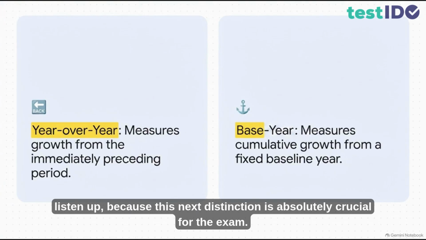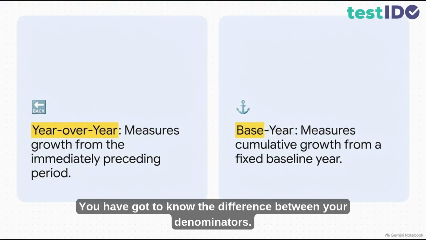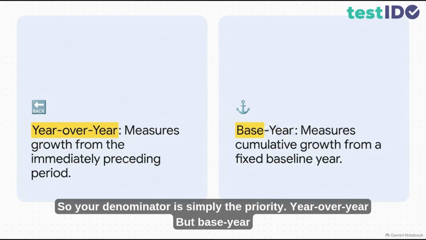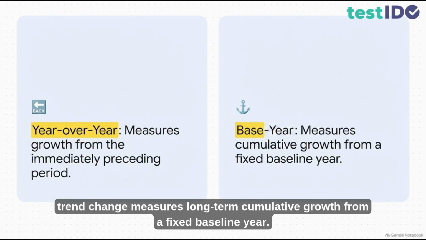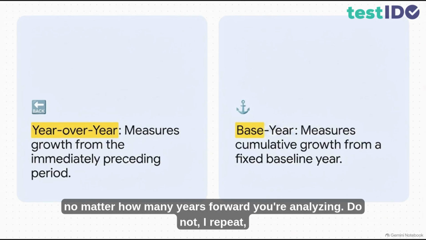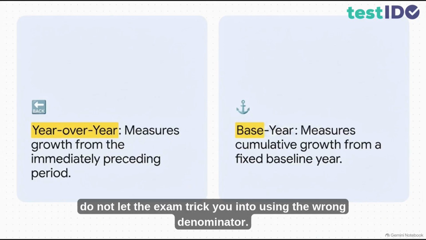Now listen up, because this next distinction is absolutely crucial for the exam. You have got to know the difference between your denominators. Year-over-year change measures growth from the immediately preceding period, so your denominator is simply the prior year. Easy. But base year trend change measures long-term cumulative growth from a fixed baseline year. In that case, your denominator is always that fixed base year, no matter how many years forward you're analyzing. Do not, I repeat, do not let the exam trick you into using the wrong denominator.